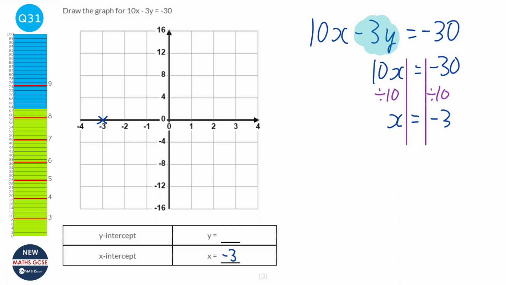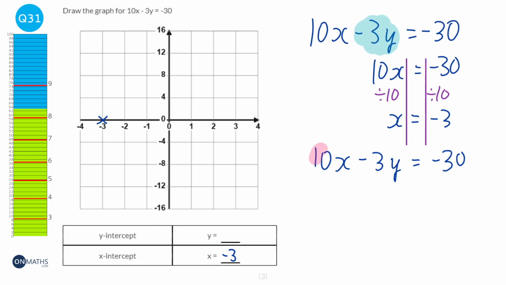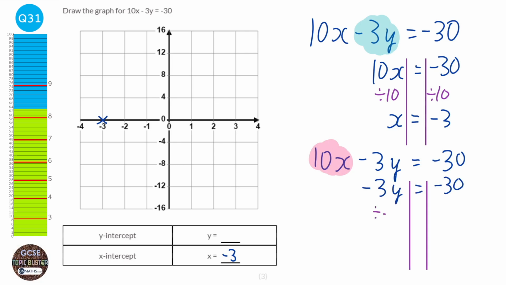I'm going to do the same thing again, but this time I'm going to cover up the x term. I'm just going to cover this up. And so we're going to end up with minus 3y equals minus 30. Again, put my lines in. And this time I'm going to have to divide both sides by minus 3. And so we've got a minus divided by minus, which is a positive. 30 divided by 3 is 10. So our y-intercept will be 10. Y equals 10. So that will be here.